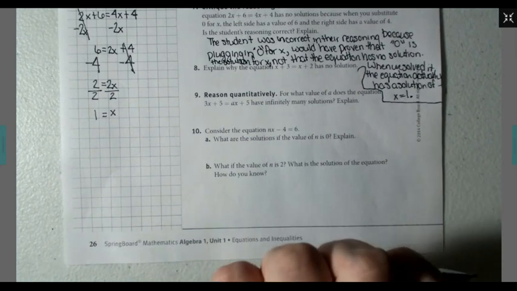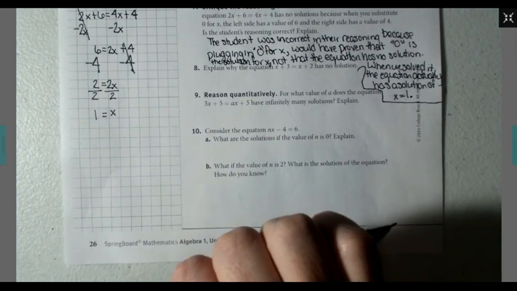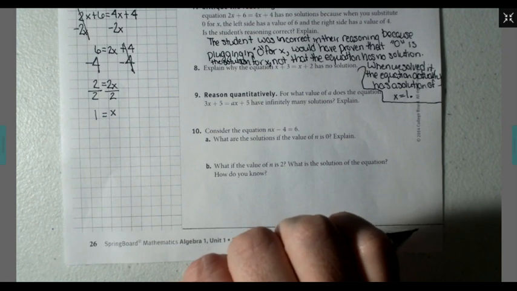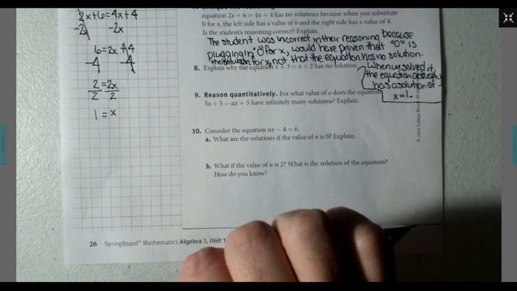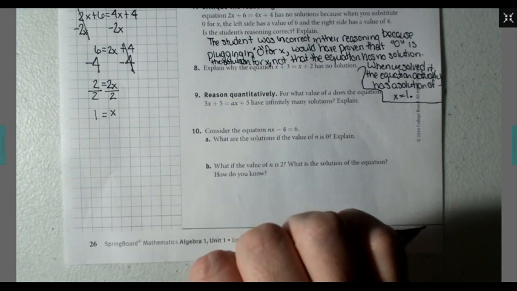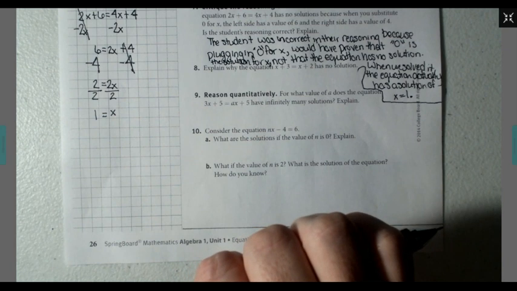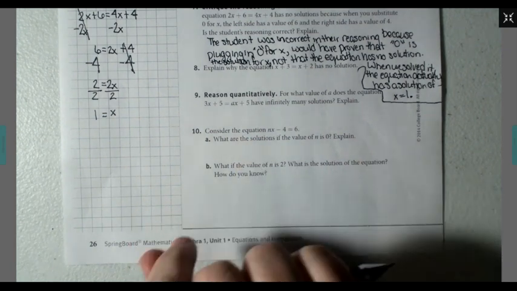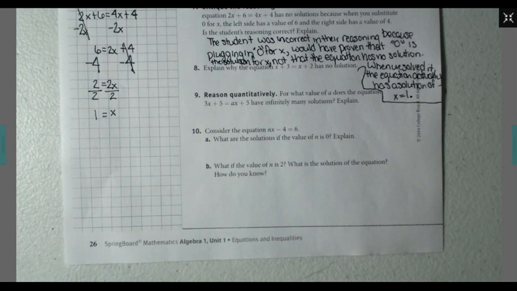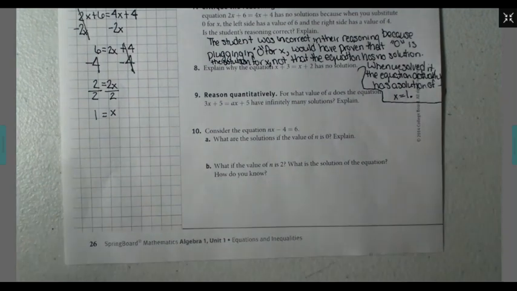All right, let's take a look at question 8. Question 8 says, explain why the equation x plus 3 equals x plus 2 has no solution. Now recall that having no solution means that whatever number I plug in for the value of x, it will never work. So why will this never give me a true statement?